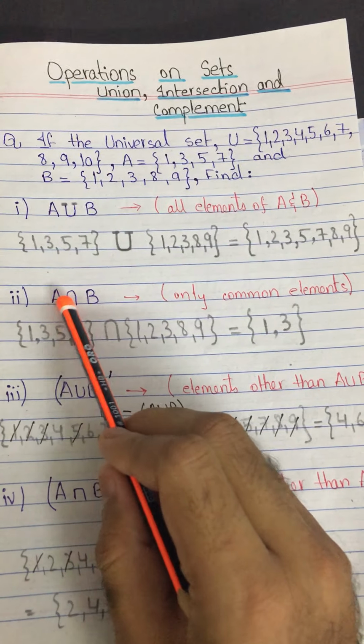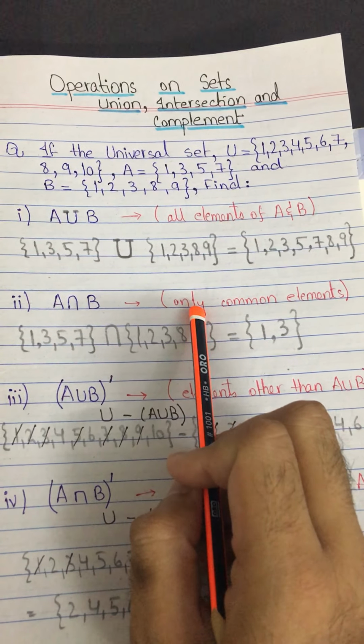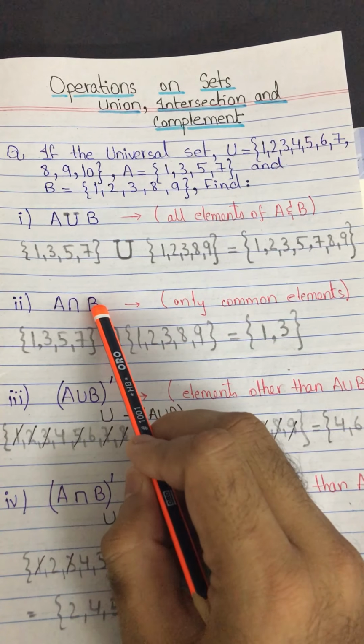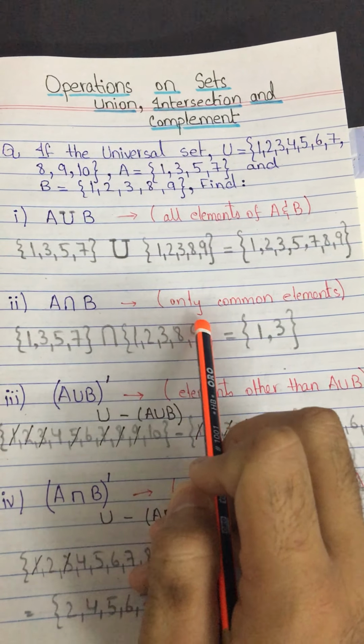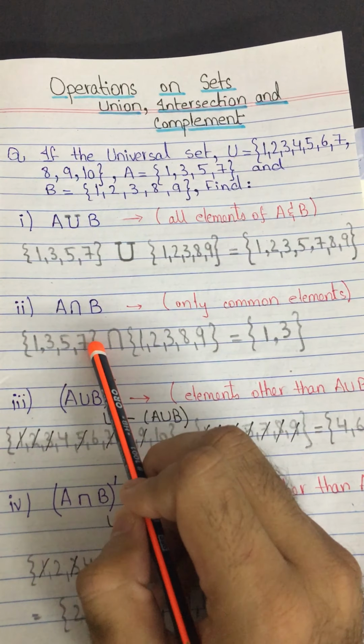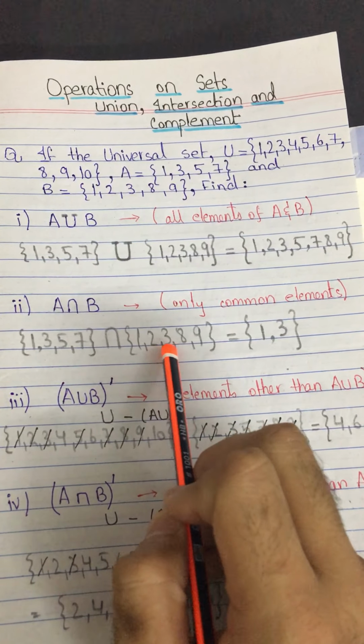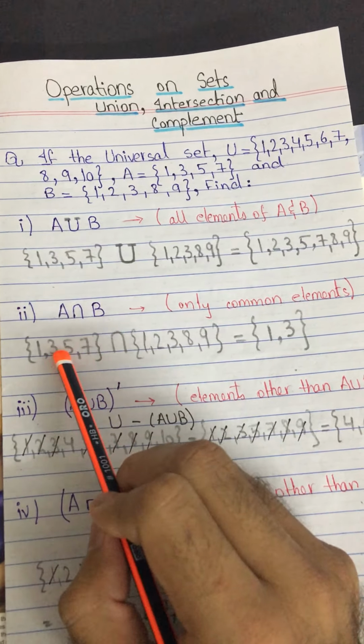The next part is A intersection B. Intersection means only the common elements. Only the common elements between A and B will be the answer of this set. So I wrote the elements of A, that is 1 3 5 7, then the sign of intersection, and then the elements of B, 1 2 3 8 9, and then I found the common elements.